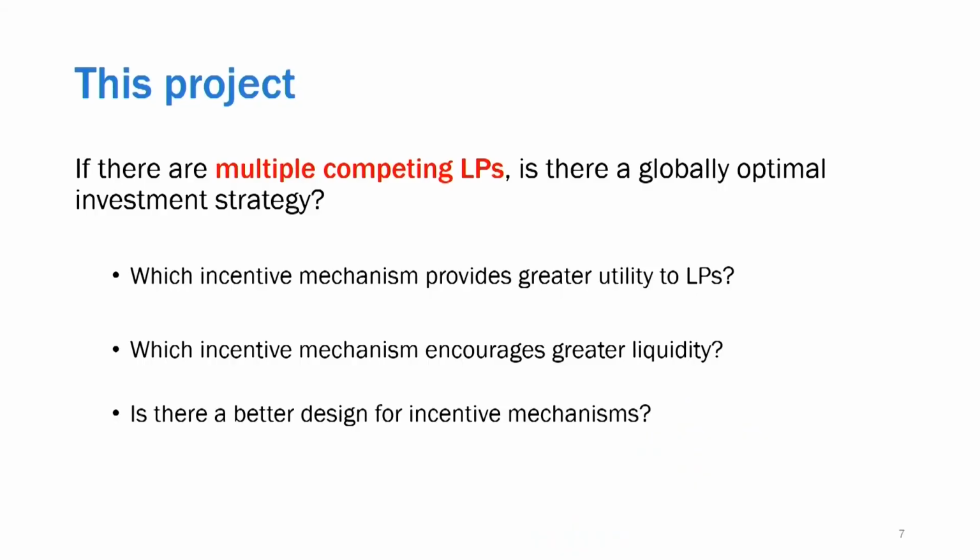So in this project, we wanted to ask: if there are multiple competing LPs, or liquidity providers, is there a globally optimal investment strategy? And if so, which incentive mechanism provides greater utility to liquidity providers, and which incentive mechanism encourages greater investment overall, so encourages system health in some sense? Based on these insights, we would like to understand if there is a better design for these incentive mechanisms. We've seen two examples here, one for Uniswap V2 and one for Uniswap V3, but maybe there's something better altogether.